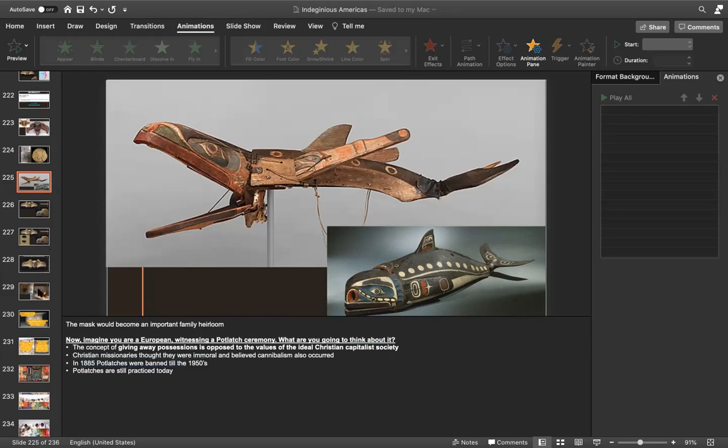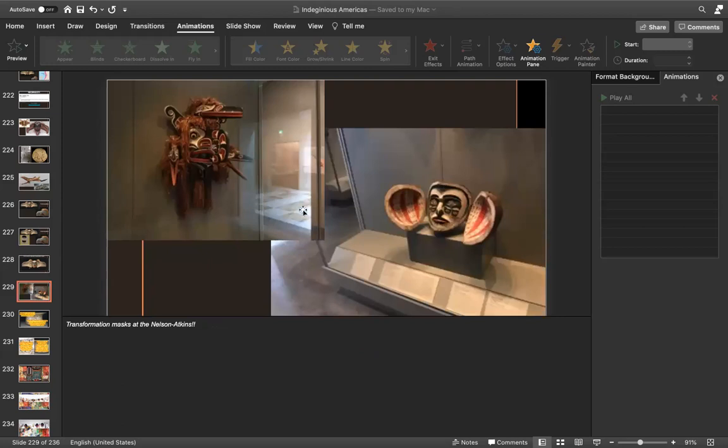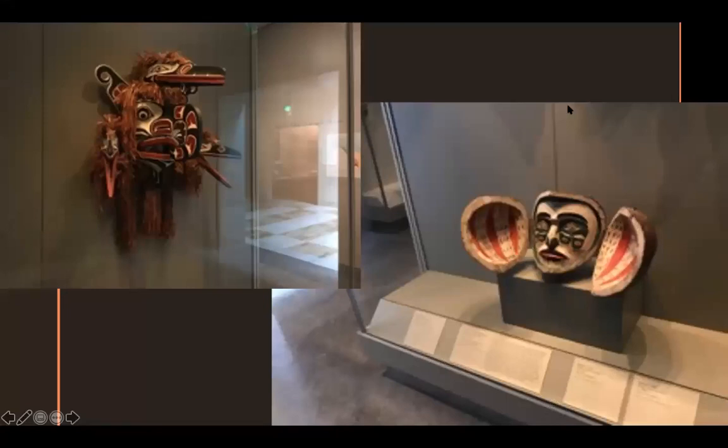And then the last picture I want to show you, here's two examples of transformation masks that we have at the Nelson. I wish I knew the year of the one on the left. That one's actually pretty recent, not that old. They are a little larger. All right, I hope you guys love the Waka Waka Waka transformation masks now, just like I do.